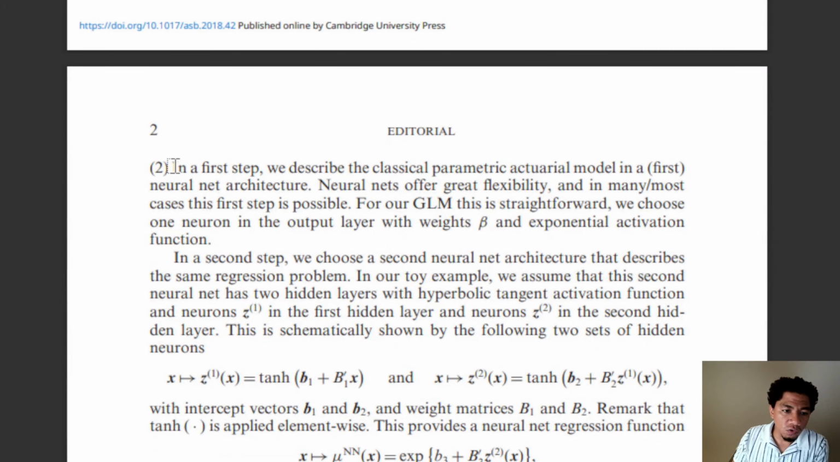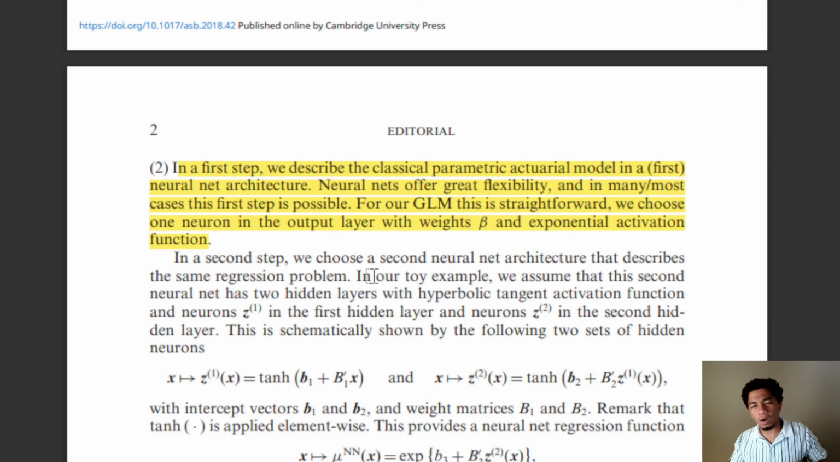So then they continue to say, in the first step, we describe the classical parametric actuarial model in a first neural net architecture. Okay. Neural nets offer great flexibility, and in most cases, this first step is possible. For our GLM, this is straightforward. We choose one neuron in the output layer with weights beta and an exponential activation function.